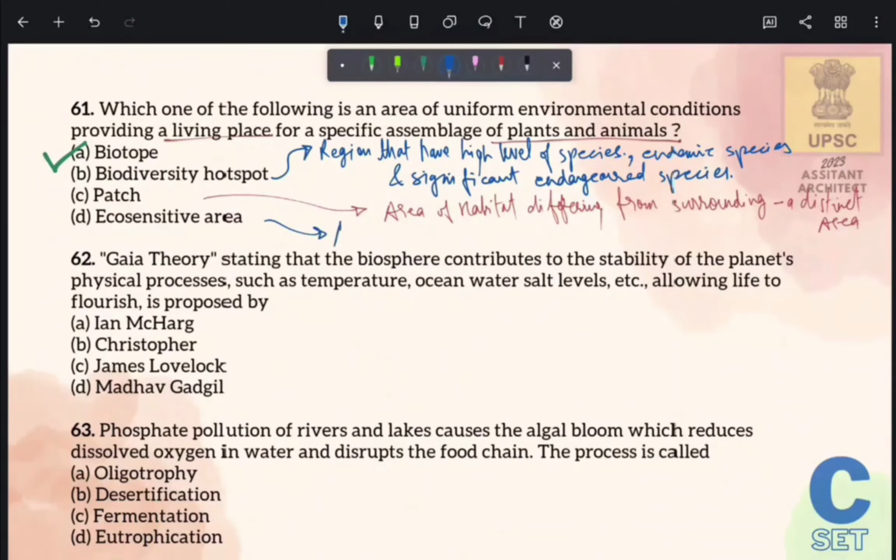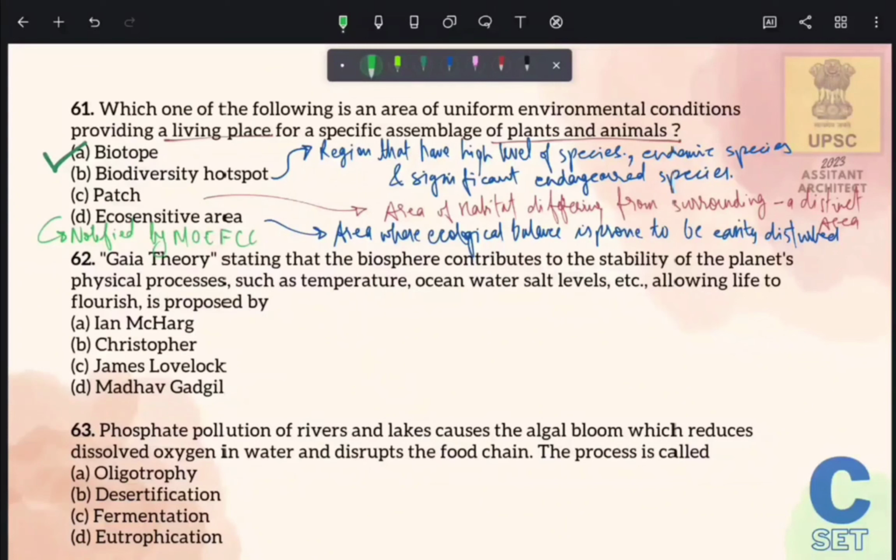And eco-sensitive areas are areas where ecological balance is prone to be easily disturbed. So national parks, tiger reserves, and bird sanctuaries are generally referred to as eco-sensitive areas. Other than this, some coastal areas, rivers, mountains or hills are also sometimes part of these eco-sensitive areas. And these eco-sensitive areas are generally notified by the Ministry of Environment, Forest and Climate Change. Let's move to the next question.